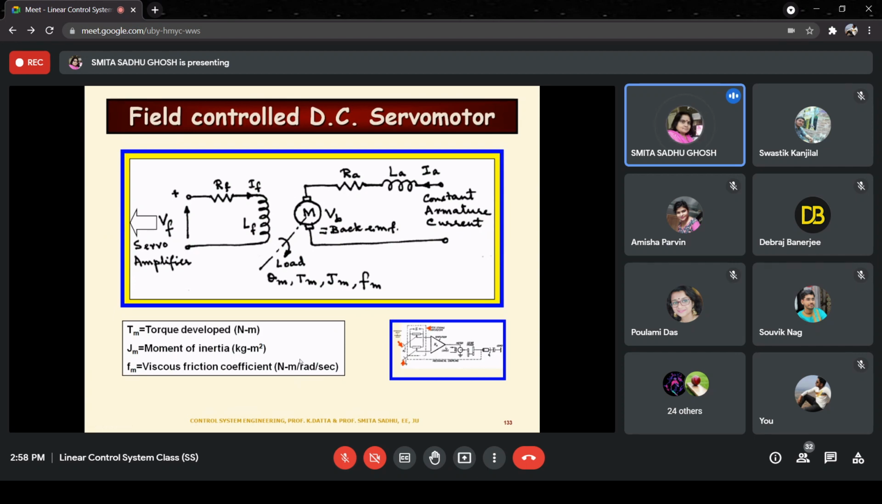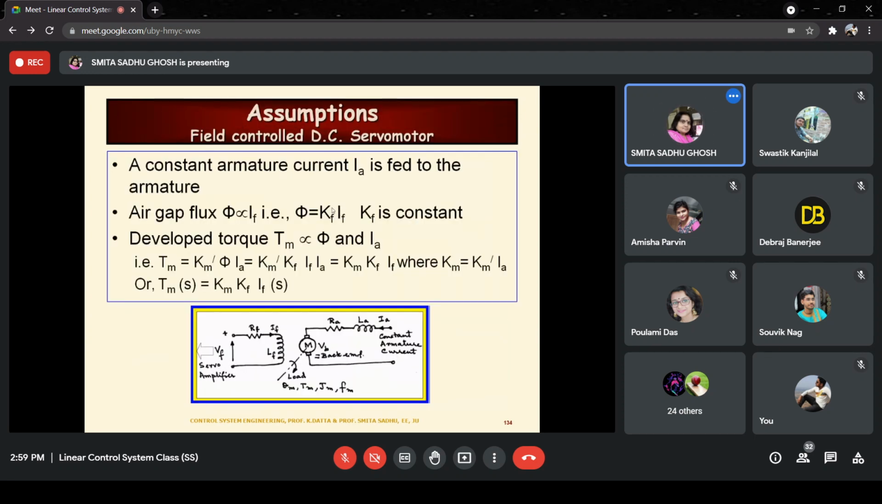So now, in order to derive the model for this, by model I mean a mathematical model, and also I mean that we are going to find out the transfer function of the field controlled DC servo motor. So for that now we will be proceeding. But before that, there are certain assumptions which we should keep in mind, because otherwise we would not be able to derive the relations. What are the assumptions over here? The first one I've already stated.